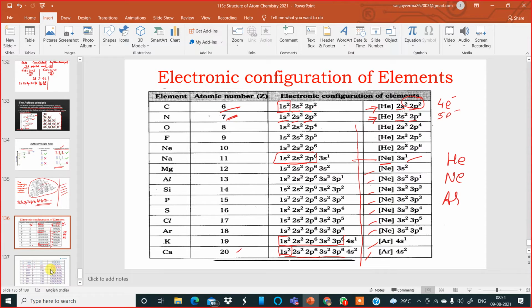So helium is atomic number 2. Neon is how much atomic number? It is 10. Argon is 18, sorry, it is 18. Are you getting it? So this is how you are going to write down the electronic configuration by following very strictly the Aufbau principle, and also following at the same time Hund's rule of maximum multiplicity. So this you need to practice quite properly.